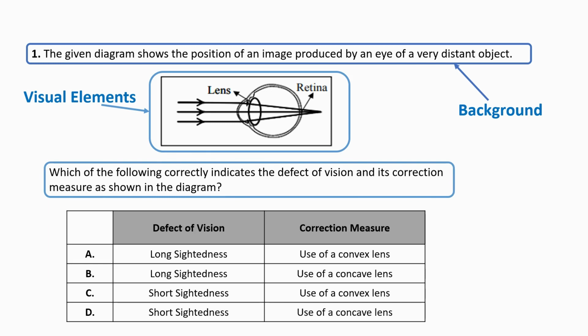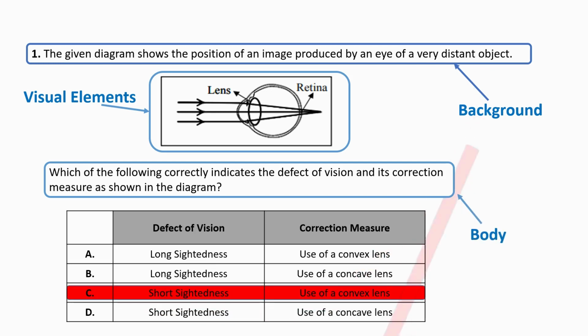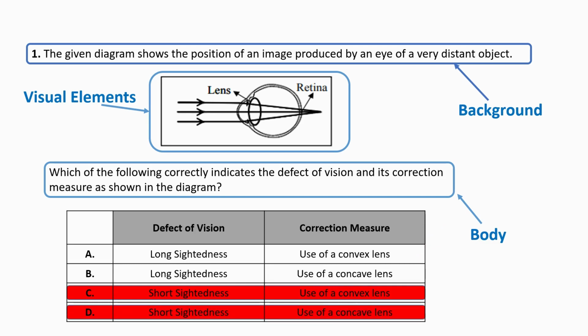Okay, so in such cases just remember if you see the diagram, it says that the image is forming behind the retina. Okay, so image usually forms behind the retina in long sightedness, not short sightedness. So first of all, we will be eliminating the short sightedness options, that is, the ones that include short sightedness. So options C and D are excluded from the contention.